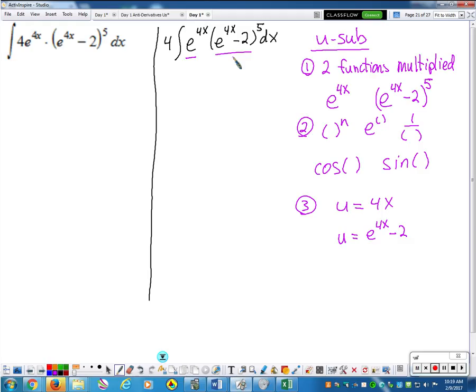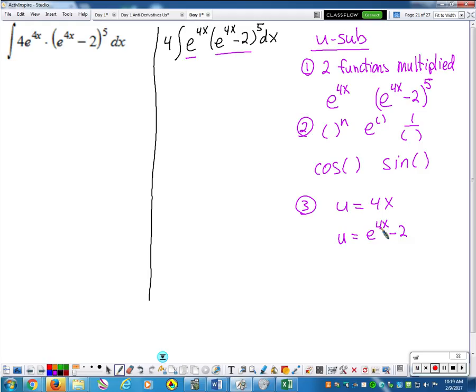So if this is my choice of u, Chen saw it very nicely. That means this right here is going to become u to the 5th. So I won't have to worry about that anymore. But I'm still going to have to take the derivative of u and replace this. So say it out loud. I'll help you. The derivative of 2 is 0. The derivative of e to the something is going to become e to that something times the derivative of the something, which would be 4. So we have 4e to the 4x.